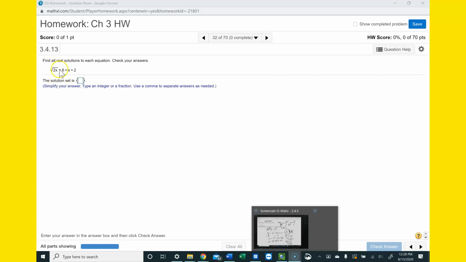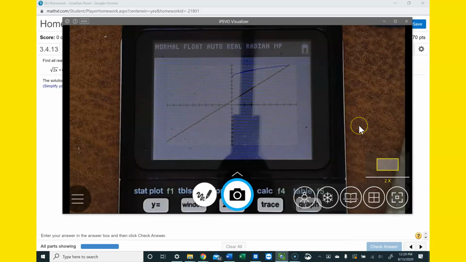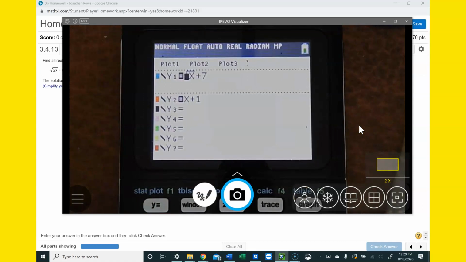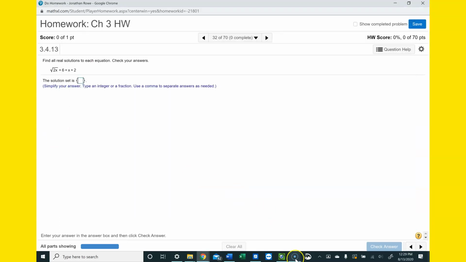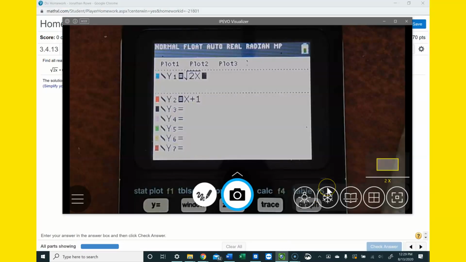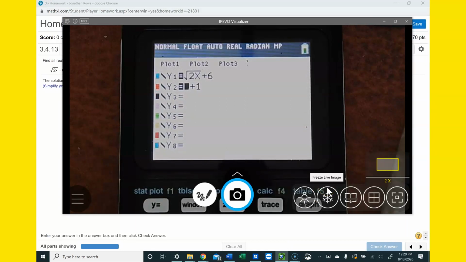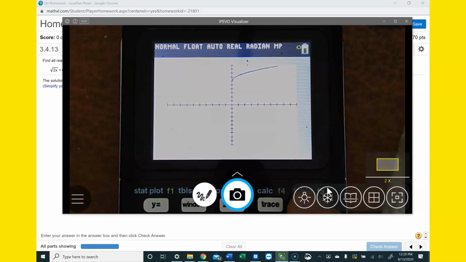What we're going to do is put the left side into y1 and the right side of the equation into y2 and find where they cross. So let me show you that. Alright, so I'm going to put the left side, that was the square root of 2x plus 6. And the other one was x plus 2. Then we hit graph.